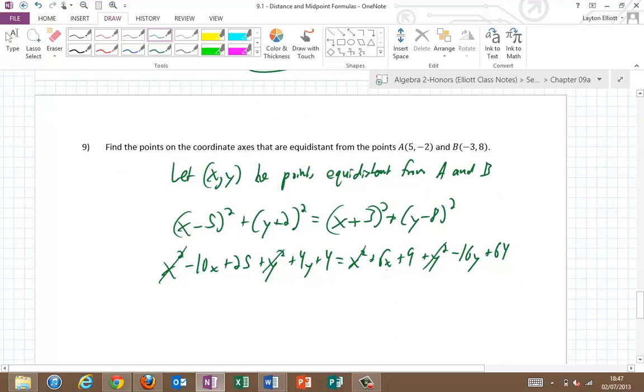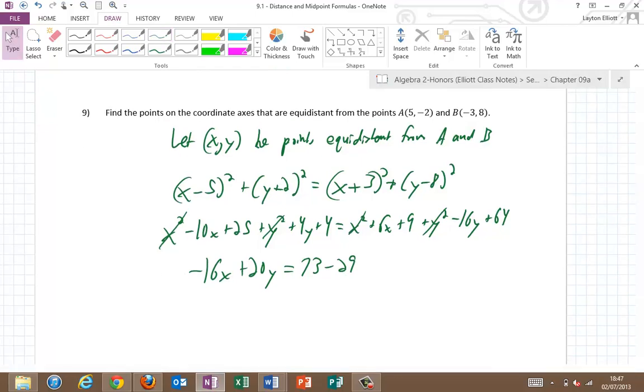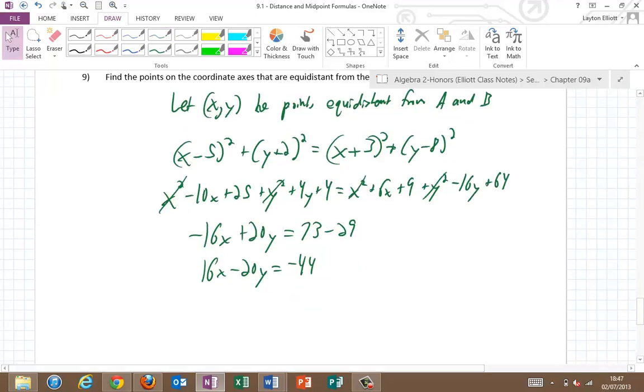Let's do some moving of the x's to the left. I get negative 16x. Let's move the y's to the left. Plus 16, I get plus 20y equals, right side I have 73 minus, and I'm moving 29 over. Let's multiply through by a negative. I get 16x minus 20y equals 73 minus 29 is, let's see, that'd be 44. It'd be negative 44 since I multiplied by a negative. Then divide through by 4, and I get 4x minus 5y is equal to negative 11.